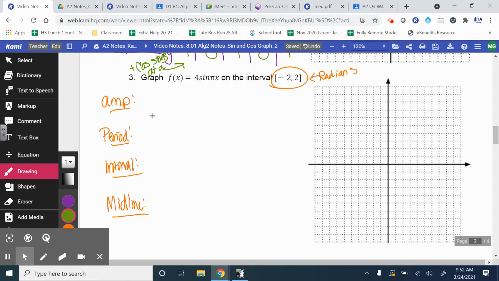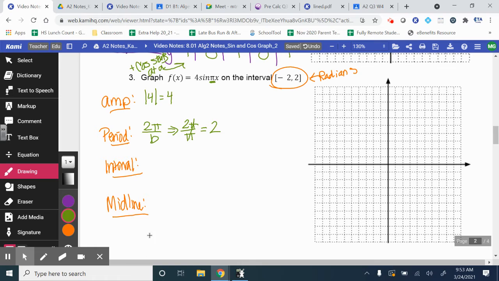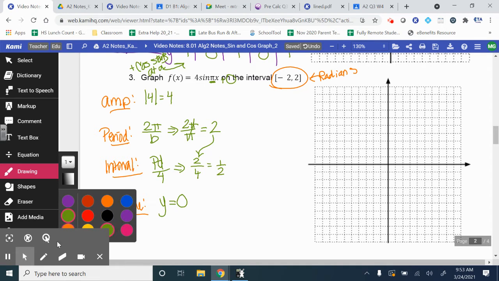All right, your amplitude here should have been the absolute value of 4, so that's going to be 4. Your period is 2 pi over b. This time our value for b is the number between sine and x, so that's your pi, coefficient of x. So I'm going to do 2 pi over pi. The pi's cancel. My period is 2. My interval is my period divided by 4. So my period was 2. So 2 divided by 4 gives me 1/2. And my midline is y equals c. Again, we're not adding anything, so it's just the x-axis, or y equals 0.